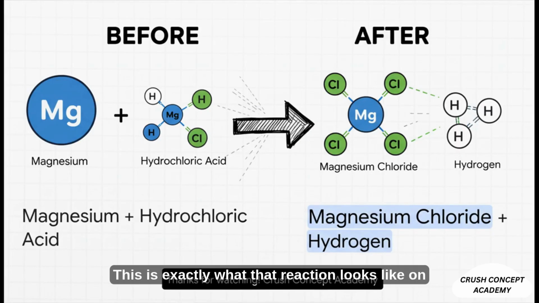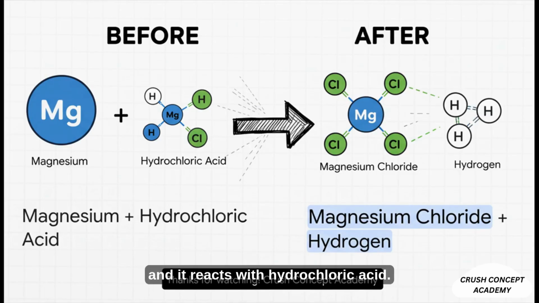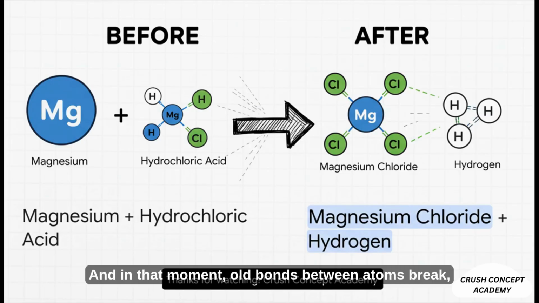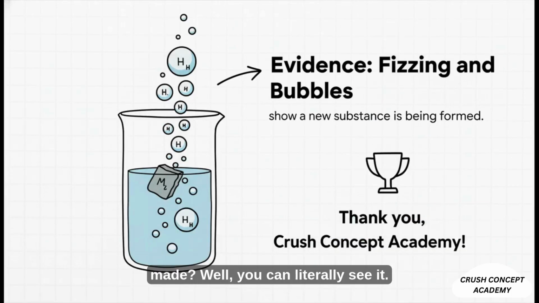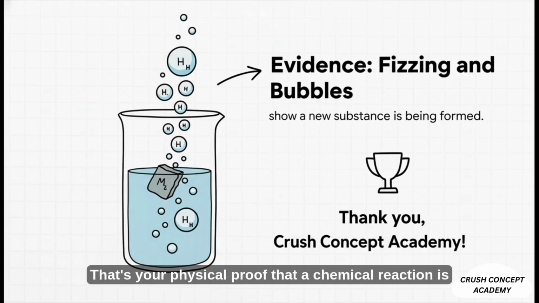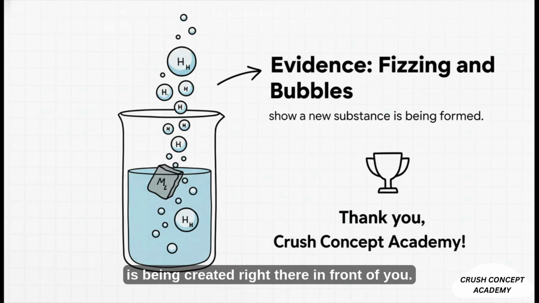This is exactly what that reaction looks like on paper. You have a single atom of magnesium, and it reacts with hydrochloric acid. And in that moment, old bonds between atoms break and brand new ones form. You end up with completely new stuff on the other side. And how do we know for sure that something new was made? Well, you can literally see it. The fizzing, those bubbles, that's your physical proof that a chemical reaction is happening. A brand new substance, in this case hydrogen gas, is being created right there in front of you.